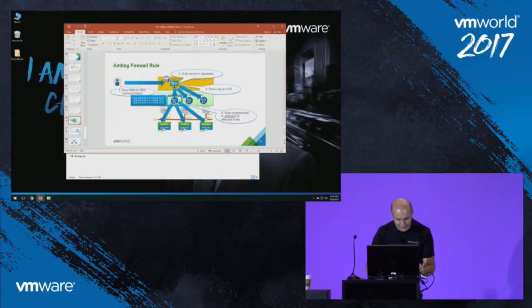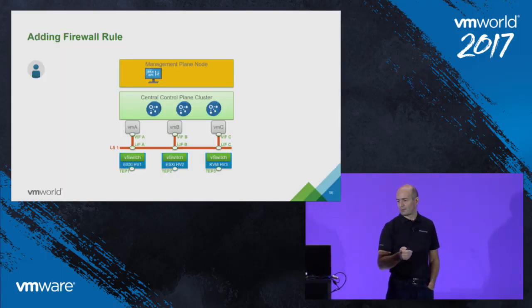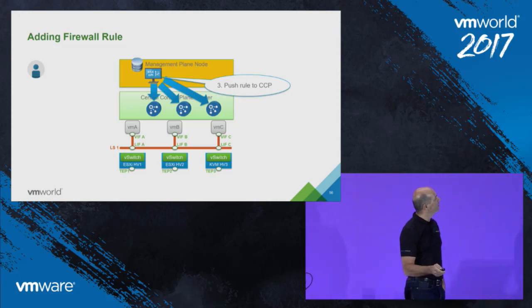Forget about the animation. This is what you should have seen here, right? Basically, this rule has been expanded into several IP-based rules. This is what the controller does. And then it is applied to each and every transport node.